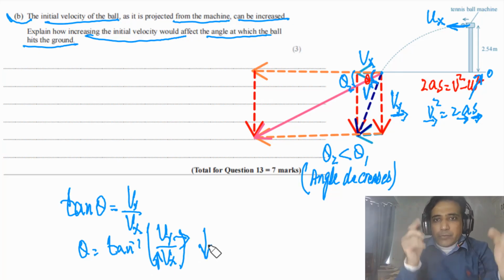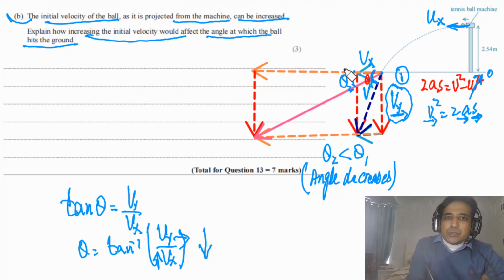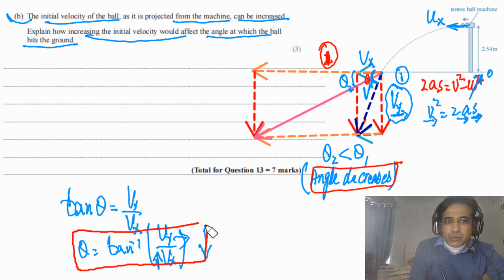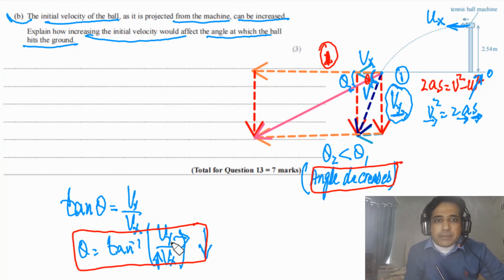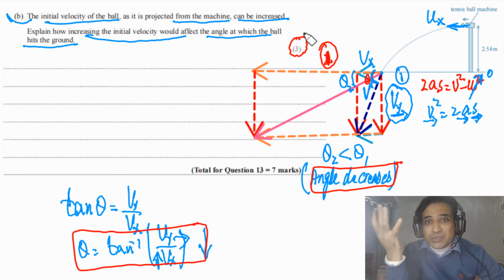In simple language, one point you need to understand is that the vertical component of velocity remains the same. So this component remains the same. This is what you need to write down in your answer. The second point you need to understand is, as this component increases, the angle will decrease. You can also use this equation. You can show this one. And this question has 3 marks. So if you write down these 3 points, you will get 3 marks. So that's all you need to understand.